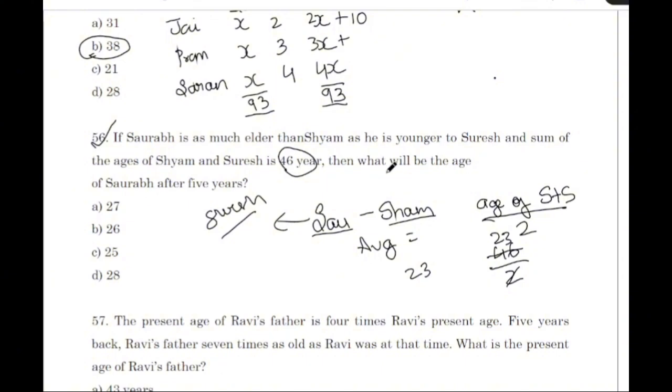Then what will be the age of Saurabh after 5 years? The present age is 23. They are asking after 5 years. Add 5. 23 plus 5 is nothing but 28. We got the answer 28. Wow, good.